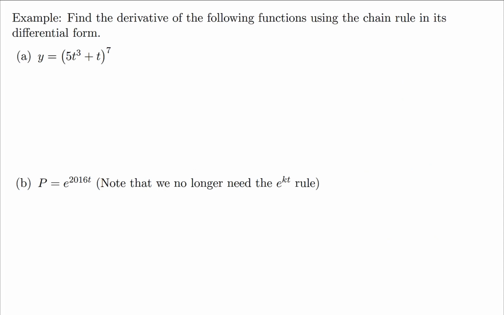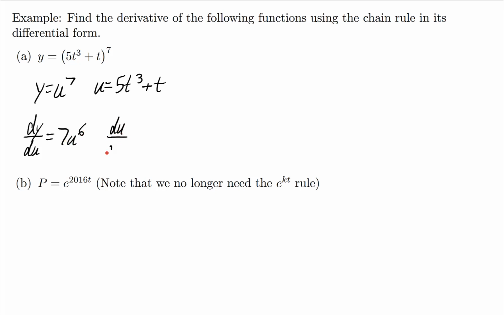Now let's see if we can take the derivative for the chain rule here. We're going to start off by doing the same type of split. I'm going to let y equal u to the 7th. Notice I'm focusing on the outside first, but that gives me an inside of 5t cubed plus t. So now what I want to do is take the derivative of the outside times the derivative of the inside. So let's do it by a dy by du, that's the derivative of the outside, which would be 7u to the 6th. The derivative of the inside, du by dt, is 15t squared plus 1.